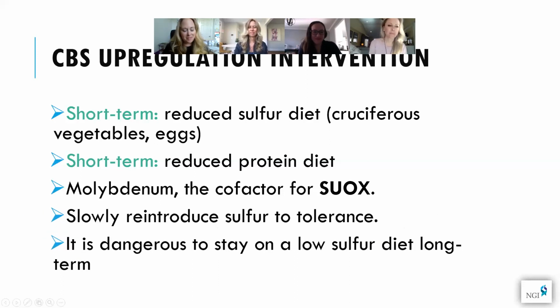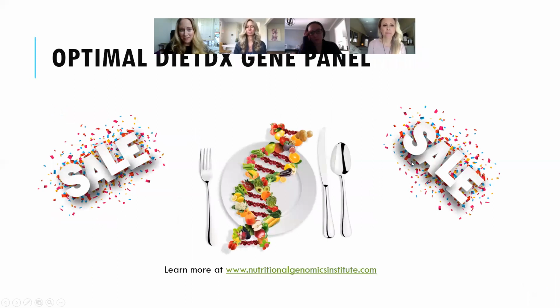Again, it's dangerous to stay on a low sulfur diet for a long time. This SNP and multiple other SNPs are found on our optimal diet gene panel. You can learn more about this at the Nutritional Genomics Institute webpage.